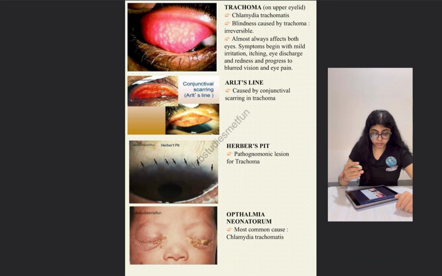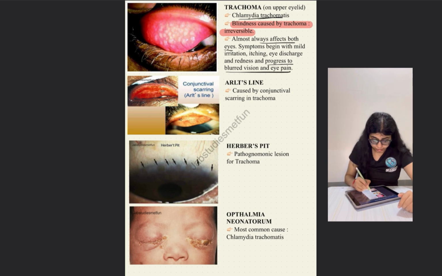Trachoma. Trachoma mostly takes place on the upper eyelids. It is caused by Chlamydia trachomatis. Blindness caused by trachoma is irreversible. Please remember that. It is irreversible blindness. It almost always affects both eyes, and symptoms begin with mild irritation, itching, eye discharge, redness, and progress to blurred vision and eye pain.